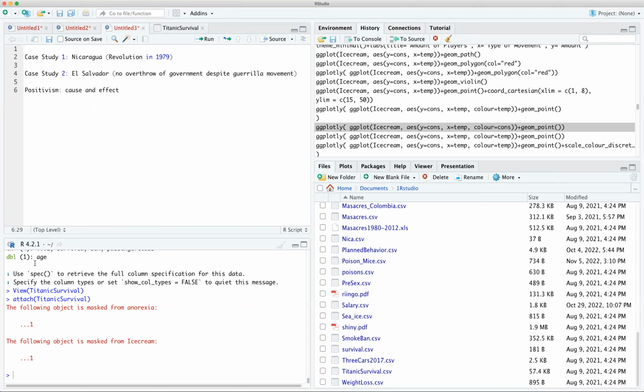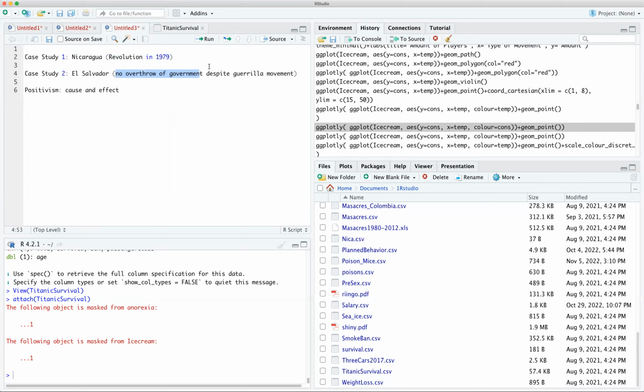So this is a qualitative case study. Look at cause and effect. Case study 1, Nicaragua had a revolution in 1979. Now, this could be anything. This just happens to be more my area. Case study 2, El Salvador had a guerrilla movement, that is insurrection, a lot of non-state activity that was trying to overthrow the government, but they failed to overthrow the government.